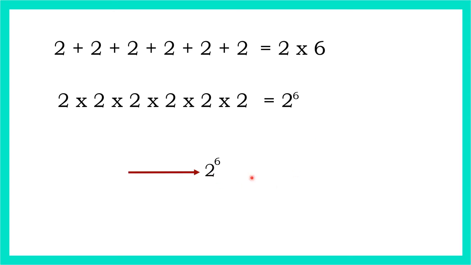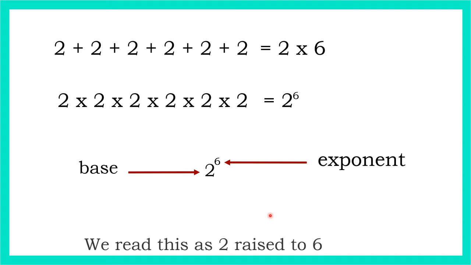ang 2 dito serves as the base. Ang tawag natin dito is base. At yung maliit na number is called the exponent. And babasahin natin ito or we read this as 2 raised to 6. Okay? Now, meron bang ibang paraan para basahin ang mga ganito exponential forms? Tignan natin sa susunod na example. Alright?